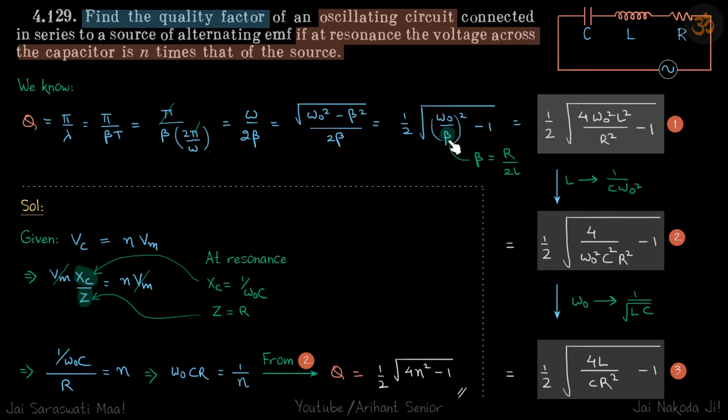So let's get rid of beta. We know beta is R by 2L for a series LCR circuit. So if we do that, our quality factor formula comes to be half root of 4 omega naught square L square by R square.